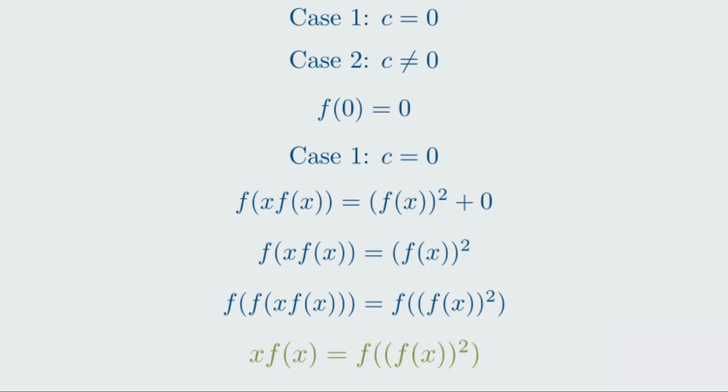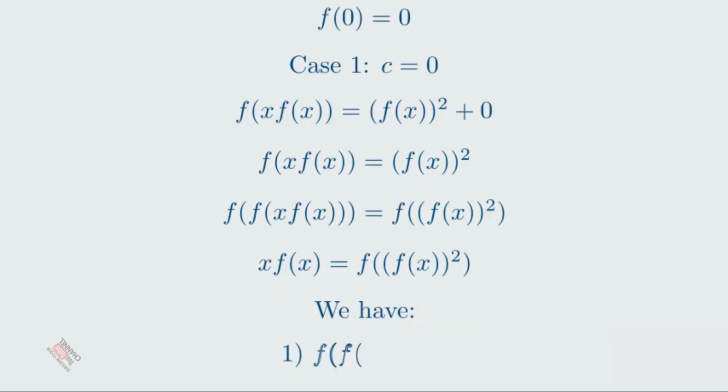So, we have f(x)² = x·f(x). Let's look at this carefully. It seems to imply something specific about f(x). We found two important results.